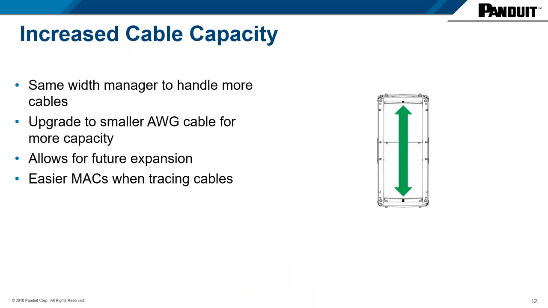Another nice benefit of this product is the increased cable capacity. The way we were able to manage this is we stretched the depth of the manager to give it more capacity, leaving the width the same, so it doesn't increase the footprint of the product width-wise. Another benefit is you're able to upgrade to a smaller gauge cable, which gives you even more capacity. In that case, you may be able to shrink the width of the product to save floor space. And the added capacity allows for future expansion as well.